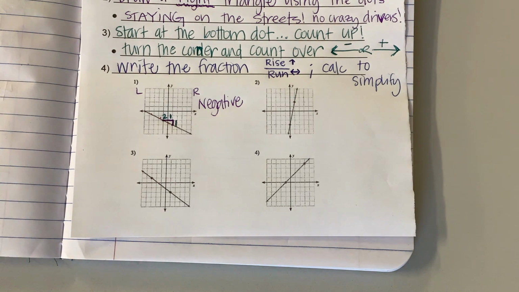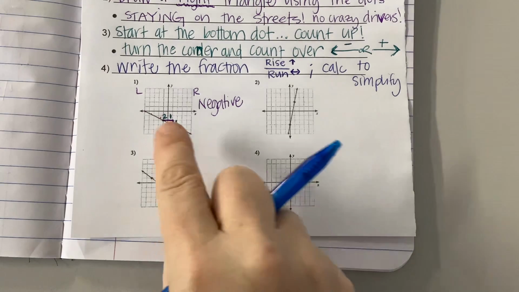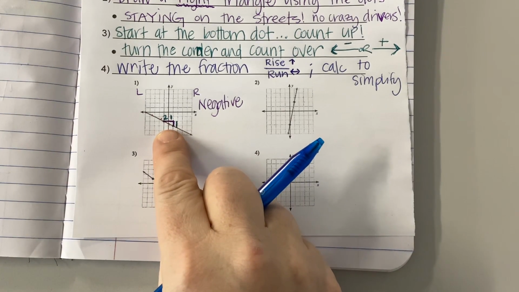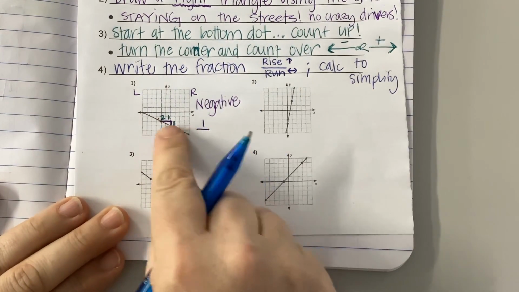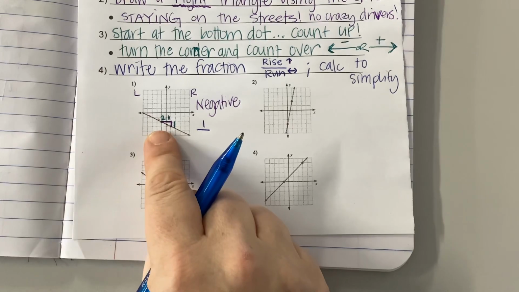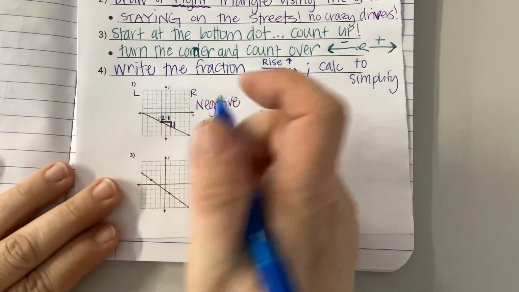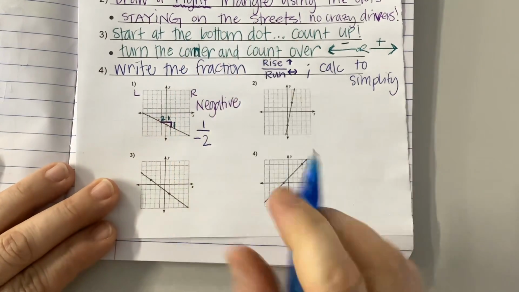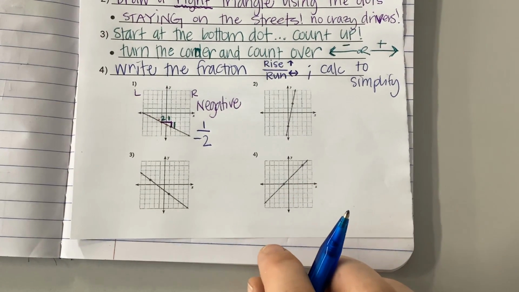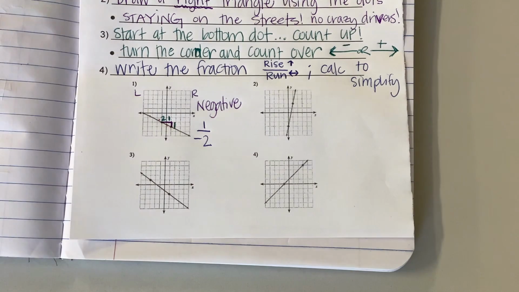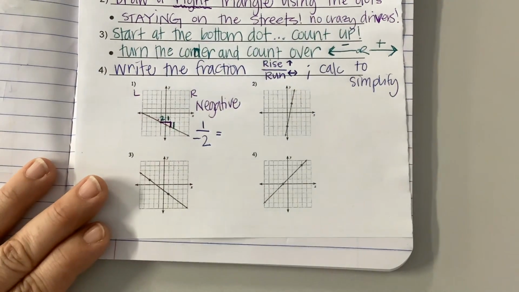All right, Miles, tell me about it. How many did we go up? 1. And how many did we go over? 2, and it was negative because we went backwards. In your calculator, you're going to type 1, then use your fraction button, and over -2. What does 1 over -2 simplify to?